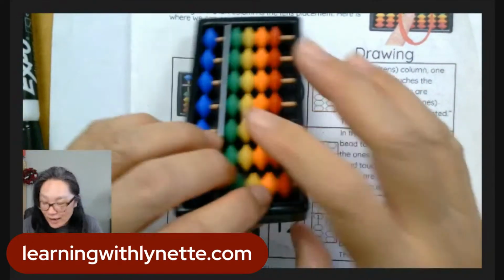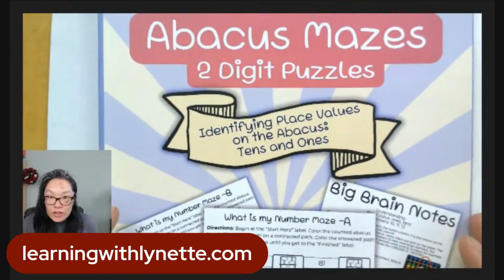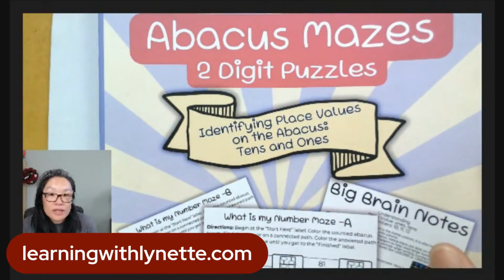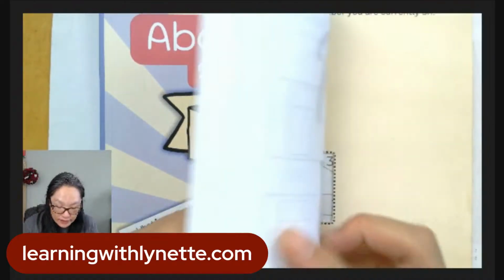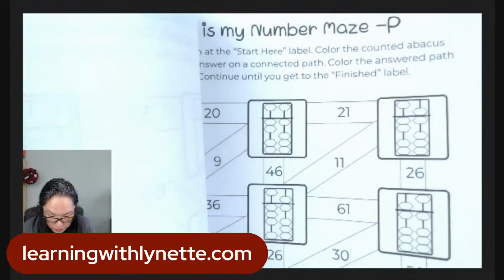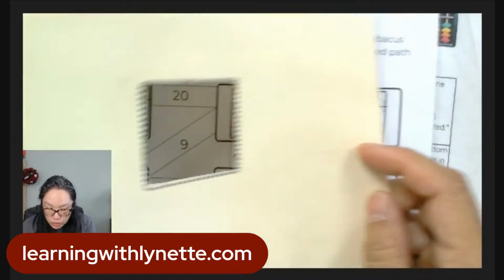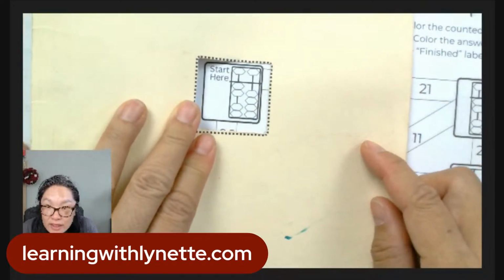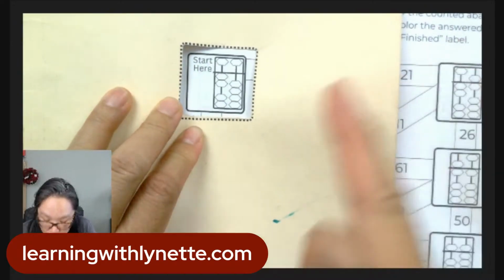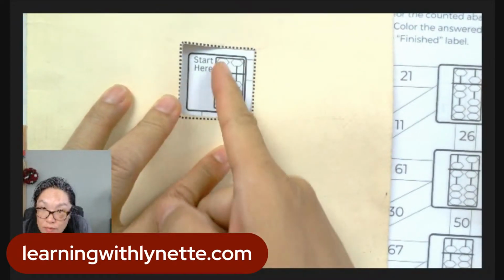All right. So what are we going to do right now? We're going to continue to read the abacus. We're going to continue to learn to understand how to read the abacus, and we're going to go through a maze. This one is talking about 2 digits. We have 2 digits. How do I know? Because I have 1 column and 2 columns.